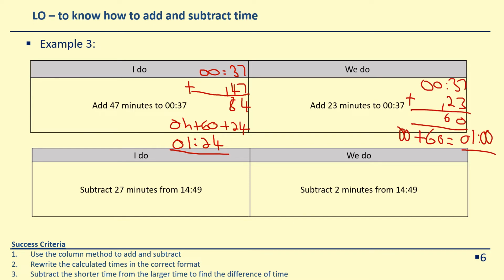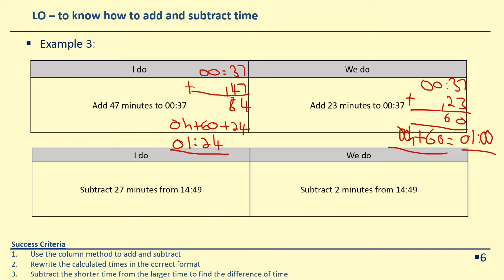So this time, the answer was 1 o'clock in the morning, 1 a.m. So you had to add 23 minutes onto 37 equals 60. So you write it out as midnight, 00 hours, add 60 minutes, and that's equal to 1 hour in the morning. Well done if you got that right. Green pen for any corrections.